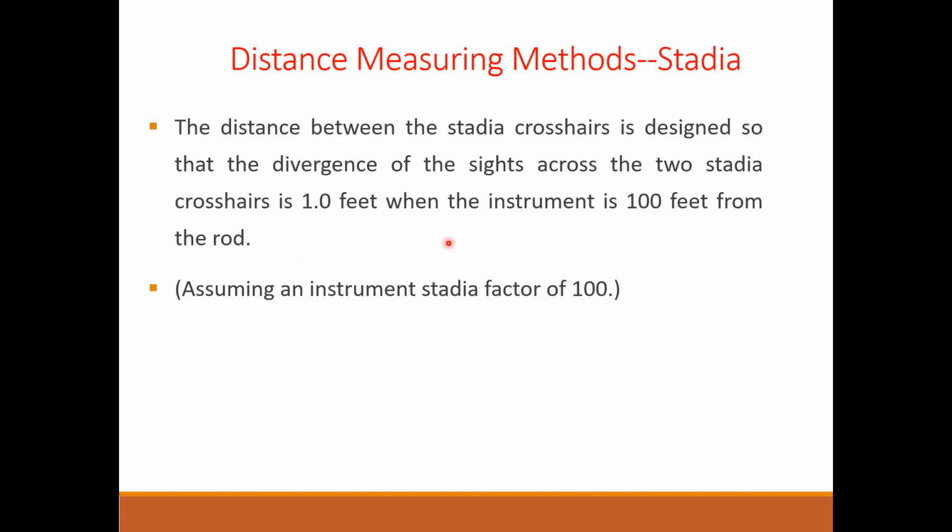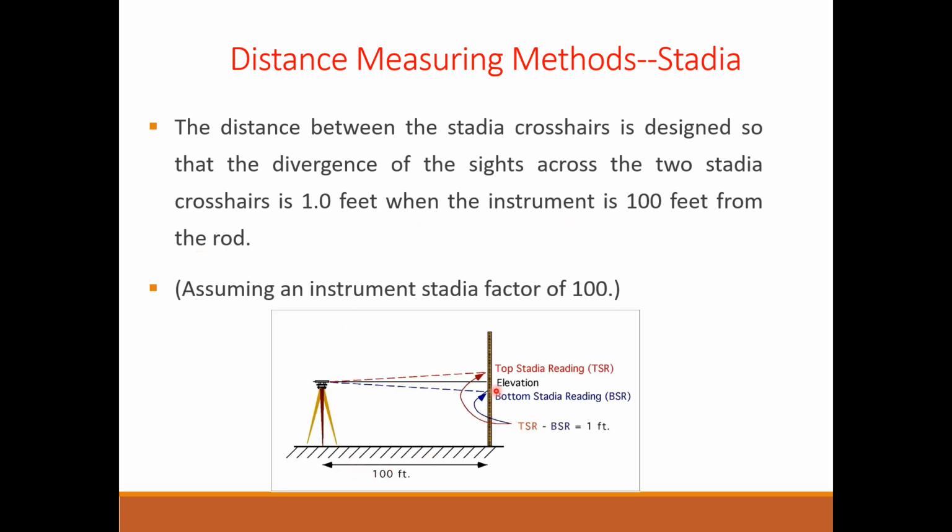There are other methods which can also be used to find the distance measurement. The distance between the stadia crosshairs is designed so that the divergence of the sides across the two stadia crosshairs is 1 foot when the instrument is 100 feet from the rod. What does it mean? That if the stadia factor is kept constant equal to 100, simply the difference between the top and the bottom stadia will be equal to the horizontal distance. We shall discuss in detail this process in the chapter of tachometry.